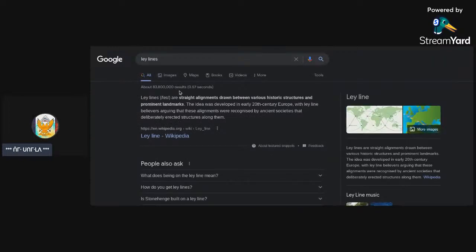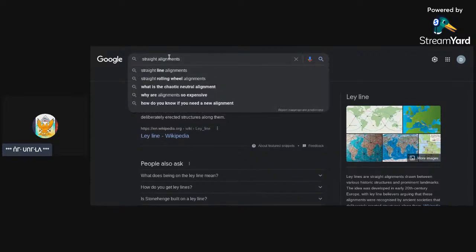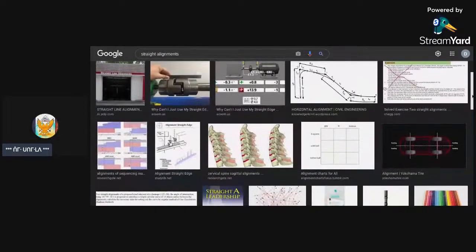Okay, ley lines are straight alignments drawn between various historic structures and prominent landmarks. Okay, do you see this? Straight alignments. Straight alignments. Yeah, I need to realize that ley lines are straight alignments. That is so important. Straight alignments. I was trying to even look up pictures of it for you.